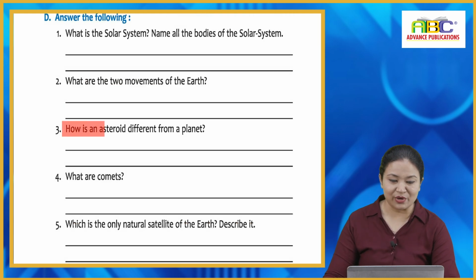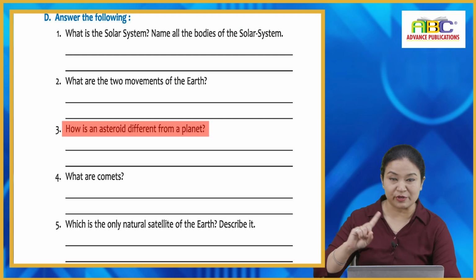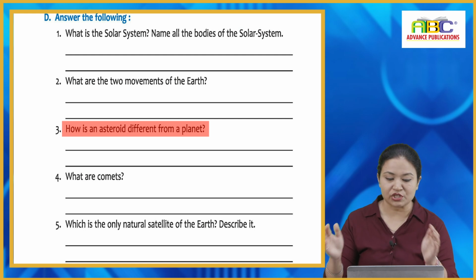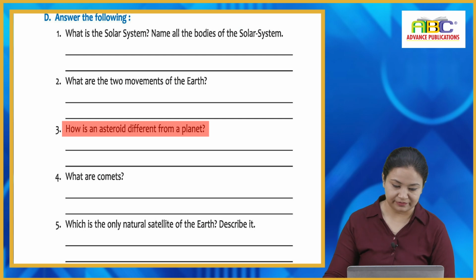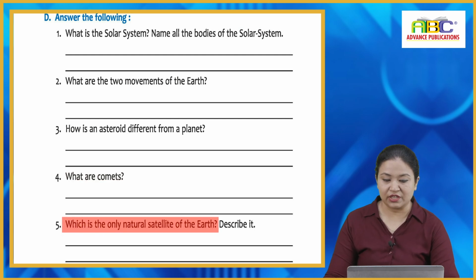Third, how is an asteroid different from a planet? You have to tell the difference between the both asteroid and the planet. So asteroids are big pieces of rock in space. They move around the sun just like planets do, but are much smaller than the planets. Fourth, what are comets? So comets are big chunks of ice and dust that goes around the sun. Fifth, which is the only natural satellite of the earth?